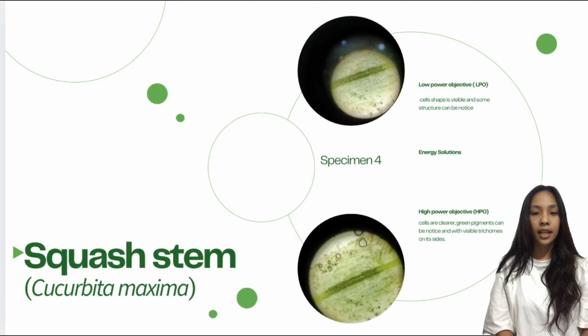They help protect the plant from insects, reduce water loss, and sometimes reflect too much sunlight. However, in our observation, the nucleus inside the trichomes was not clearly visible because the staining was not strong enough.